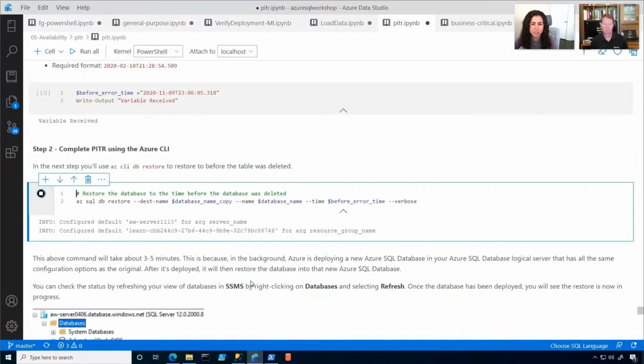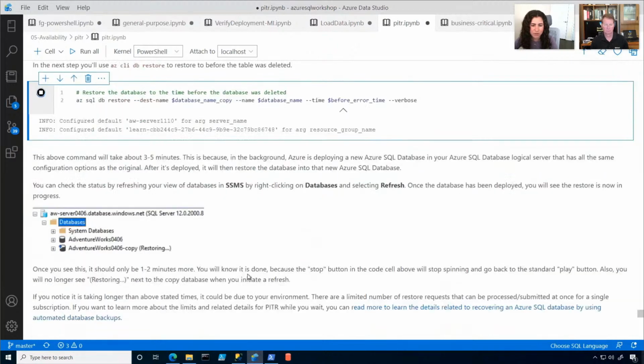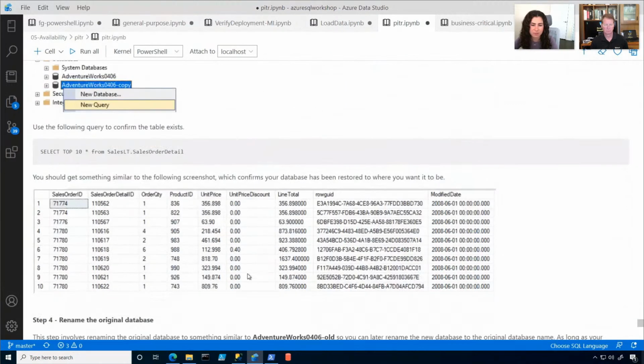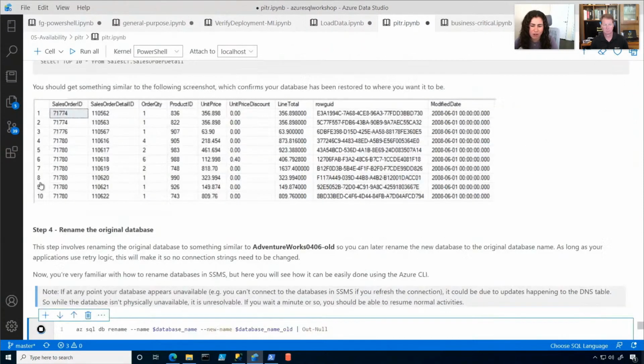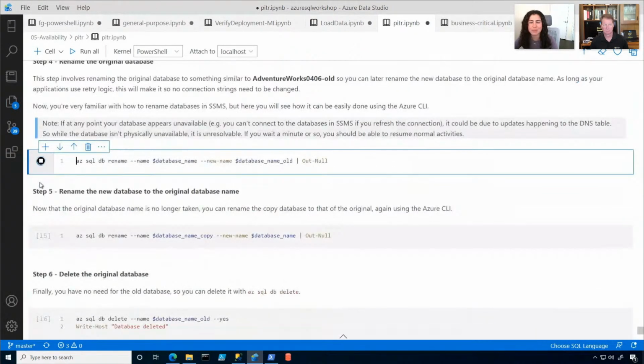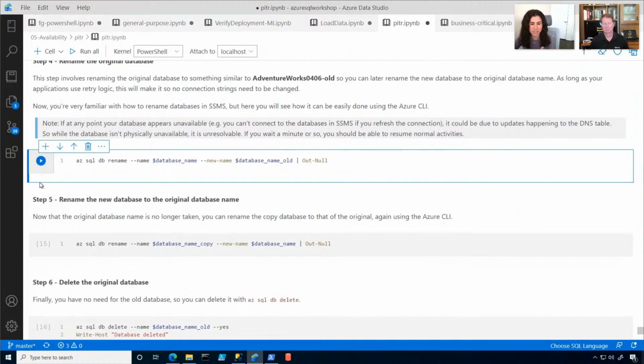So I can go back to Azure Data Studio. Again, this notebook is available in the module, but what we're going to do now is just go through a simple renaming exercise. We're going to rename the original database to AdventureWorks-old. And then that's going to allow us to rename the new database from AdventureWorks copy to just AdventureWorks by itself. And now we're basically back to our starting state.